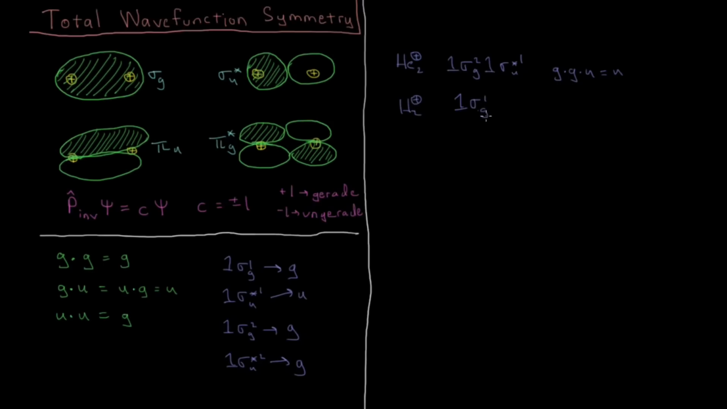That's 1 sigma g 1. So that total, as we saw here, is just going to be gerade. Then we have cases like, let's look at B2.